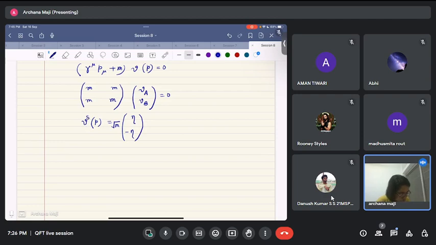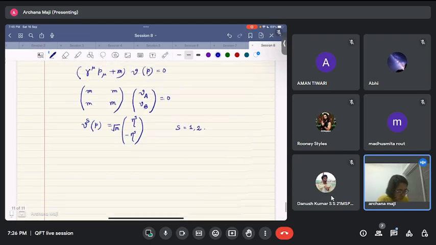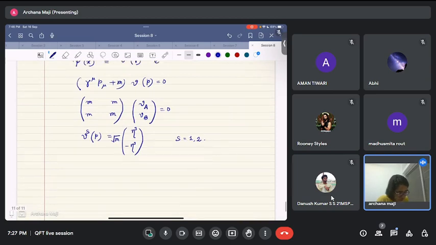Okay. Now again, there will be two possible choices for any two component spinor, as we know from our quantum mechanics course. Any two component spinor, you can either take 1 0 or 0 1. So likewise we need to put an s index where s takes values 1 and 2. So this is the solution to the Dirac equation corresponding to negative frequency in a rest frame of reference.